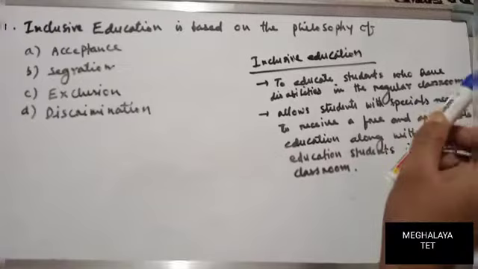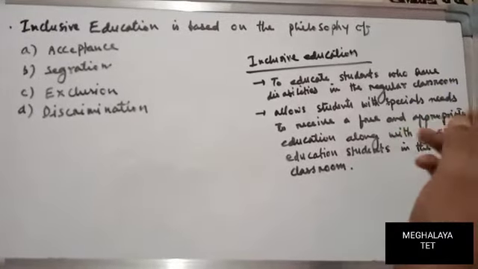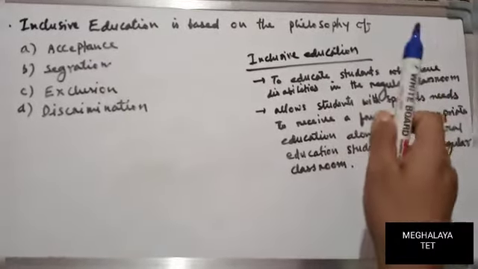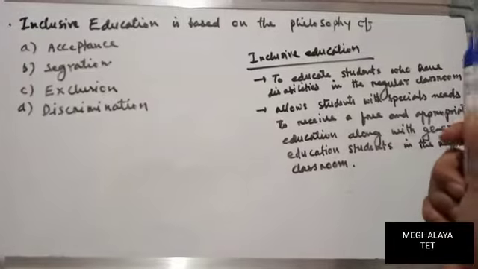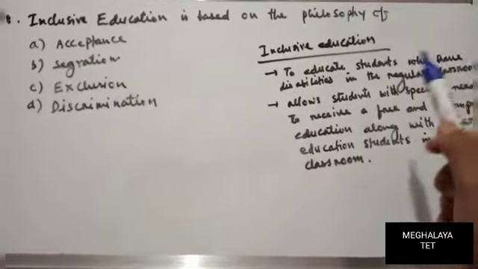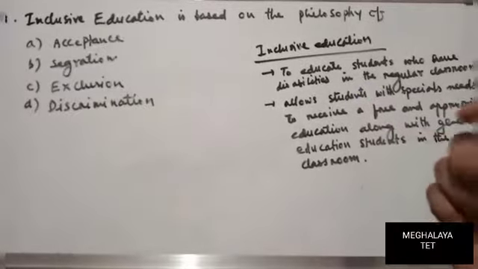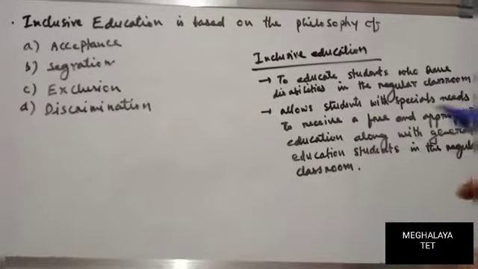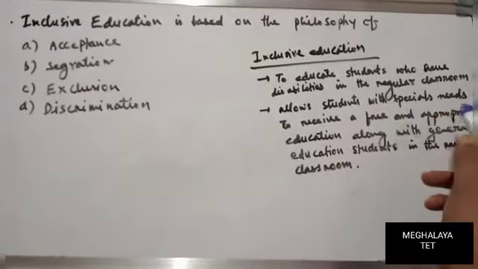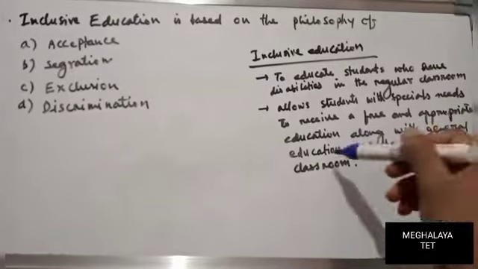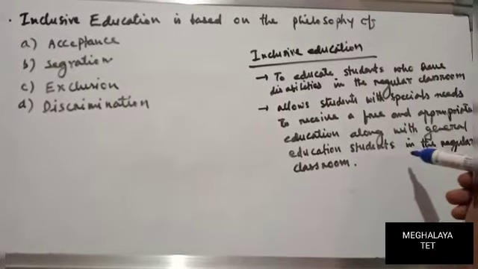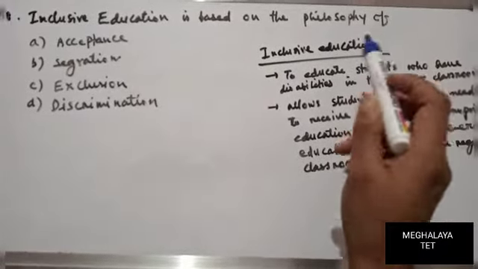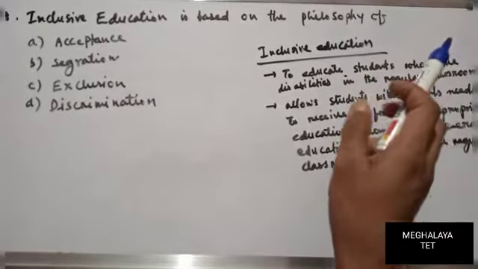Like those who don't have disability go to the class, in the same class the students who have disability and the students who don't have disability have to learn all together, educated in the same classrooms by the teachers. This allows students with special needs to receive a free and appropriate education along with the general education students in the regular classrooms. So inclusive education is based on the philosophy of acceptance.